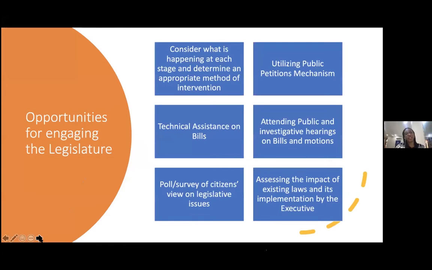Then opportunities for engaging the legislature. There are different opportunities for engaging the legislature, just building around the three functions. So I just highlighted a few. This is not an exhaustive list. So you have technical assistance on bills. Consider what is happening at this stage and determine the appropriate method of intervention. I mentioned utilizing the public petitions mechanism, attending public and investigative hearings on bills and motions, assessing the impact of the laws and their implementation by the executive, then carrying out a poll or survey of citizens' views on legislative issues. This is very important for tracking legislative work.